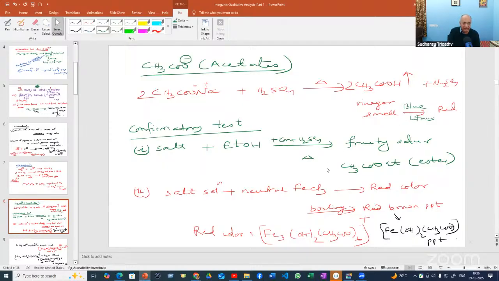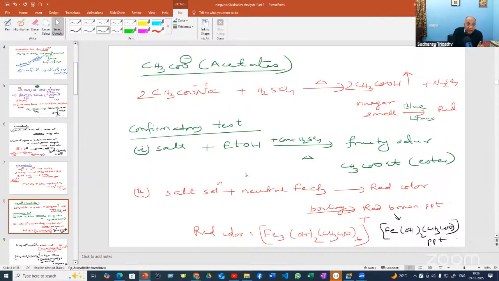Now, you can also confirm the presence of acetate salt by the ester test. Treat it with ethanol or any alcohol in conc. sulfuric acid and heat it. You will find ester formation. If it is ethyl alcohol, it is ethyl acetate. And the typical smell, as you know, for esters is a fruity odor. It's a typical, different odor that you will not find in any other aliphatic compounds. Fruity. Fruit-like.